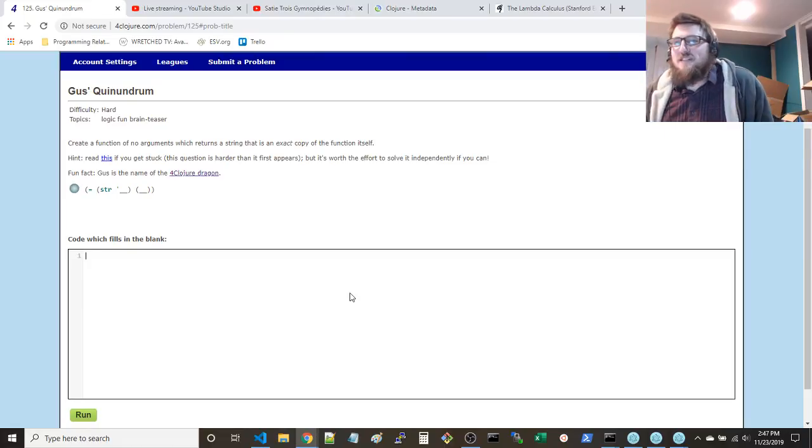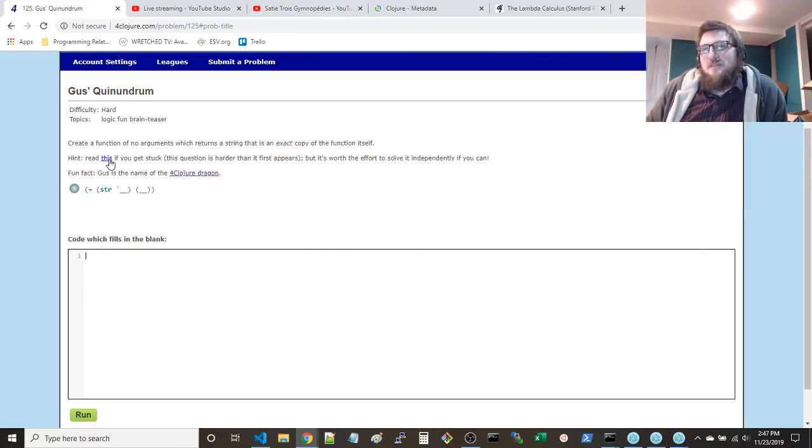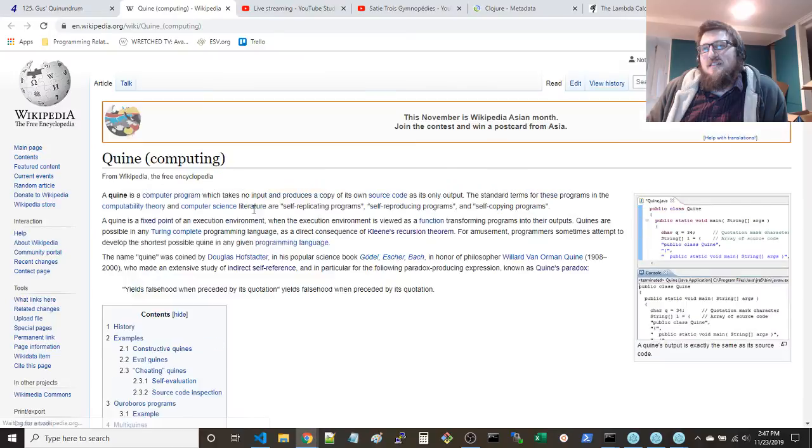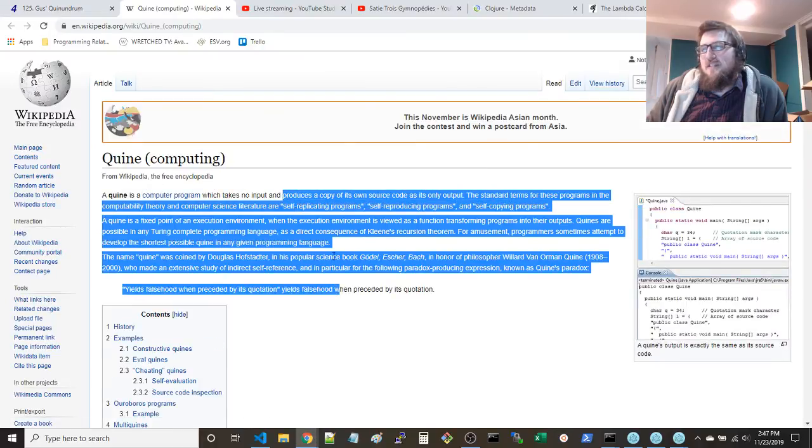Read this if you get stuck. It's worth the effort to solve it independently if you can. Yeah, I don't know. I ended up getting stuck.